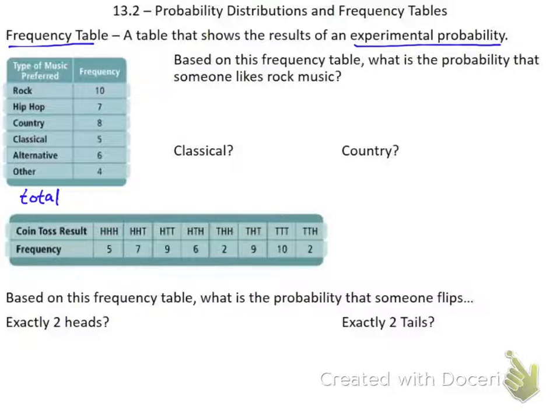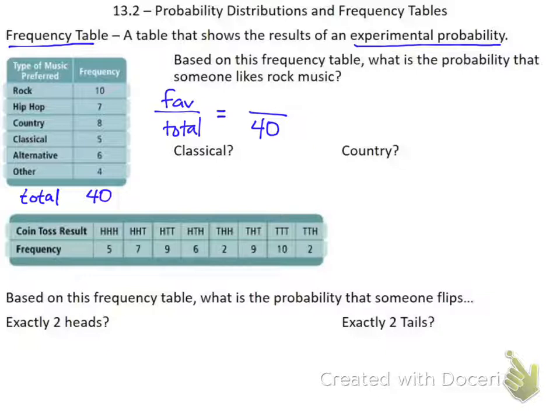With the first one, I can add up all the different frequencies together, the people of what type of music they preferred, and I get a total of 40. So I know that for each one of these, with an experimental probability, I'm going to have what I want to happen, my favorable outcomes, over my total. My total is going to be 40 because there were 40 people that took this survey about their favorite music.